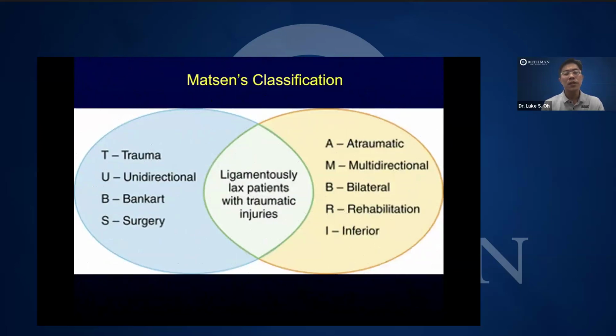Okay, so there's a Matson classification of two different characteristics and personalities of shoulder instability. The one we're going to be focused on for the purposes of this talk is the type that's described on the left, which is the TUBS, that there's a traumatic injury mechanism, that the dislocation occurred in one direction. And Bankart, we'll talk about in an upcoming slide.